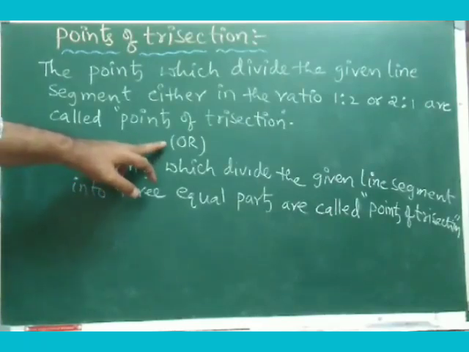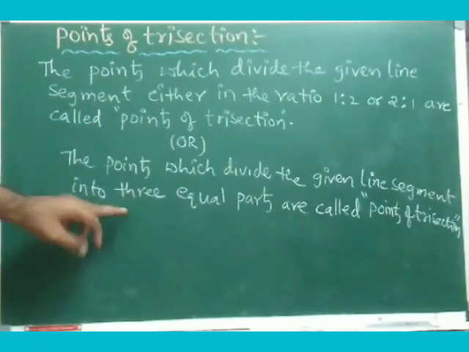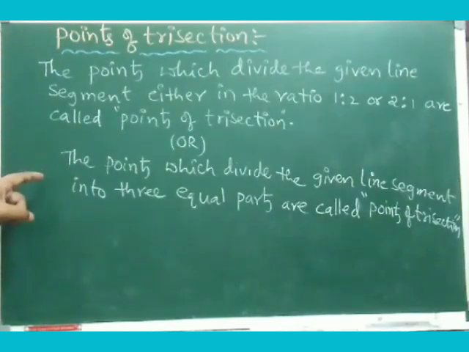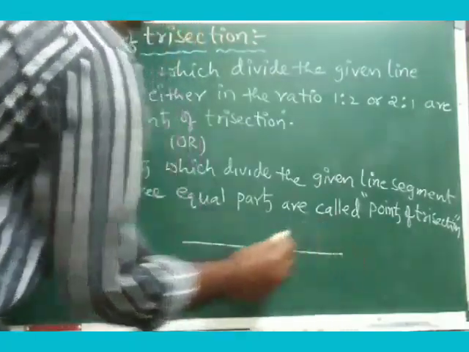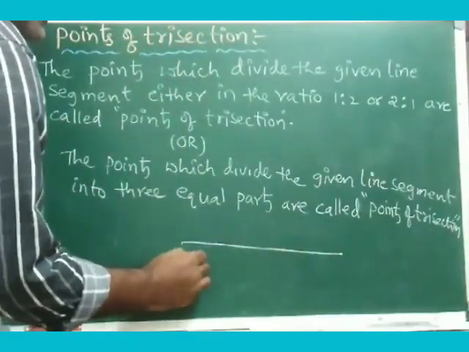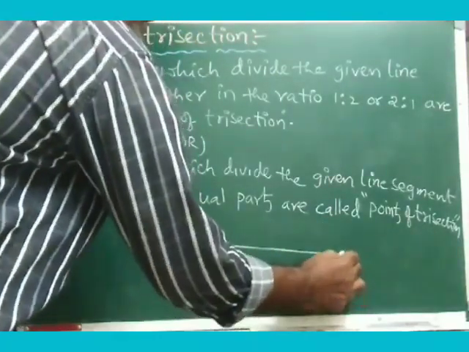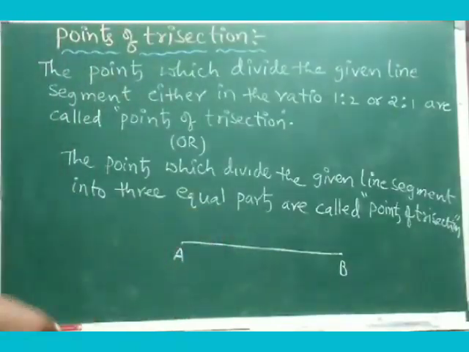The same statement we can also write in this manner: the points which divide the given line segment into 3 equal parts are called points of trisection. We can explain in this manner. Suppose A and B are any 2 endpoints of a line segment.